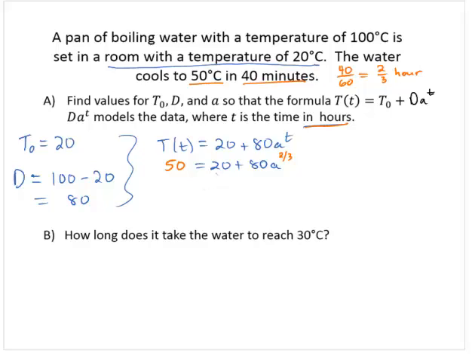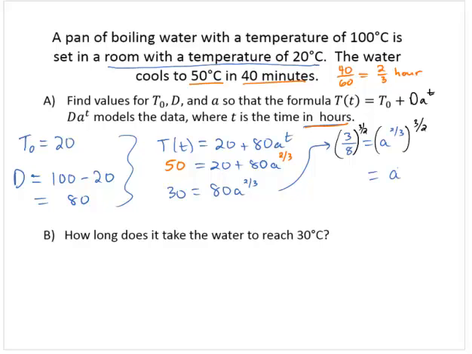Solving for A, subtracting 20, we would have 30 equals 80 A to the 2/3. Dividing by 80, we would have 3/8 equals A to the 2/3. Now to solve for A, I would raise both sides of this equation to the 3/2 power, because that would give me A to the first power on the right-hand side. 2/3 times 3/2, you multiply those exponents, I'd have A to the first power.